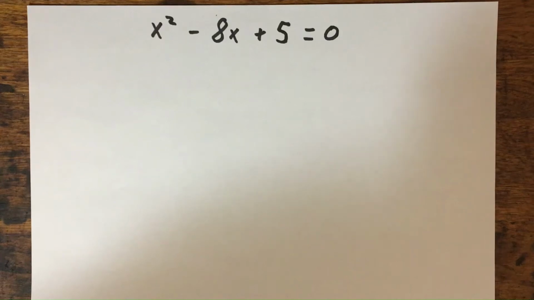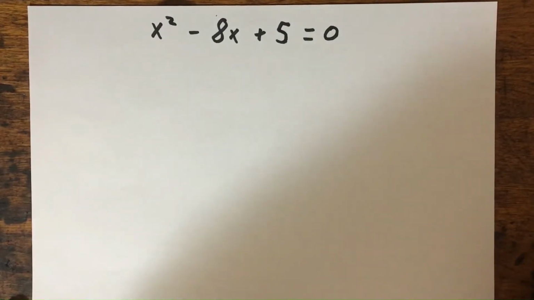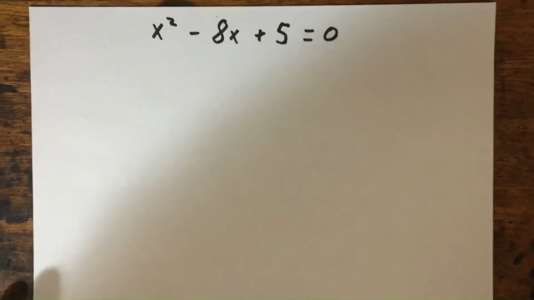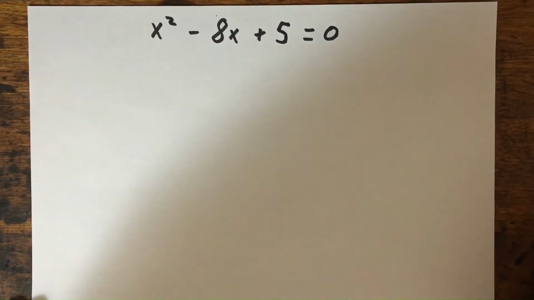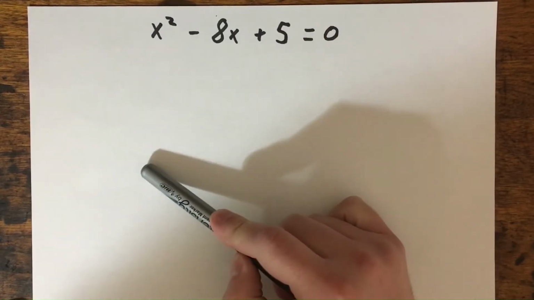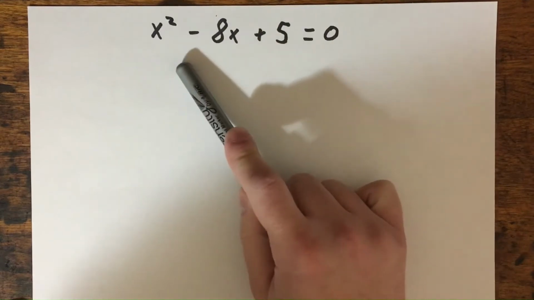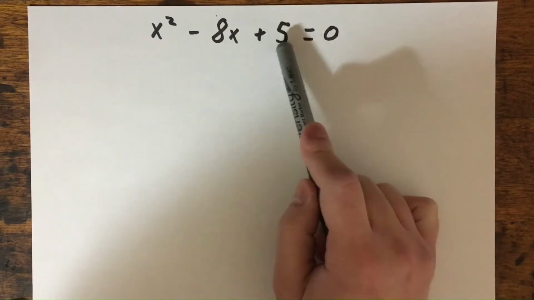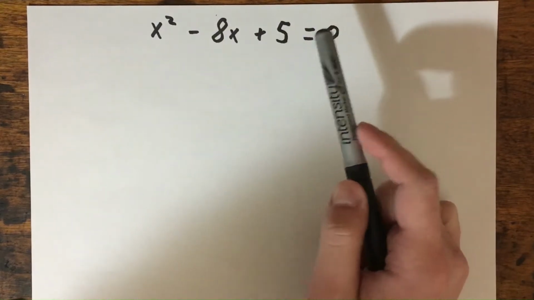Let's look at how to solve quadratic equations by completing the square. Sometimes you cannot solve an equation by taking the square root or factoring. So if you can't use those two methods, you'll need to solve by completing the square, as is the case in this problem. So here we have x squared minus 8x plus 5 equals 0.